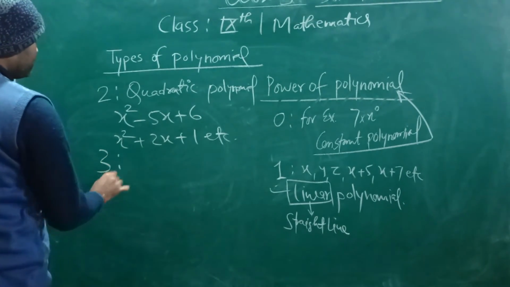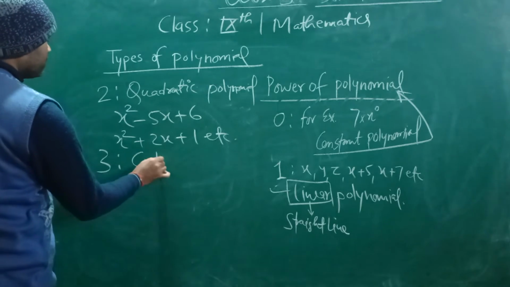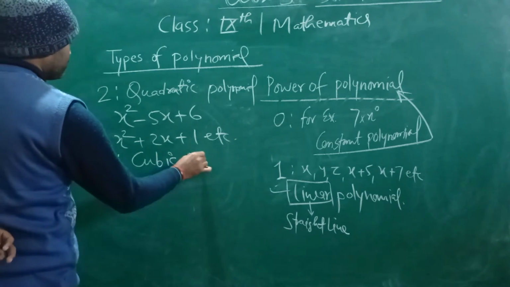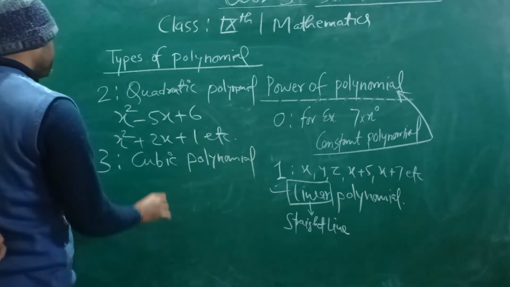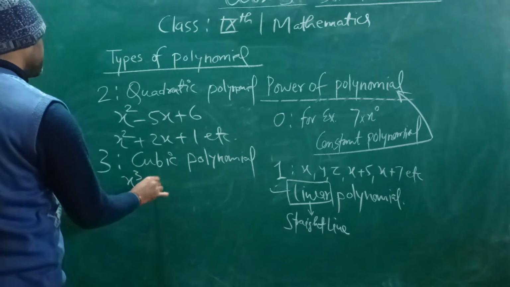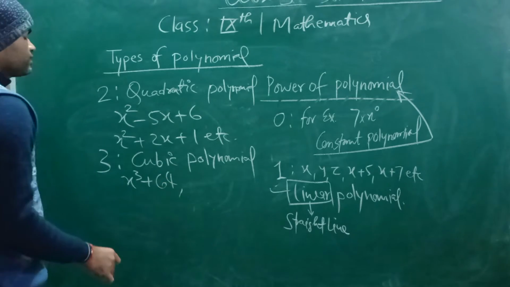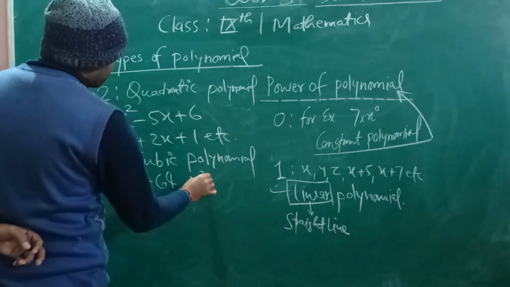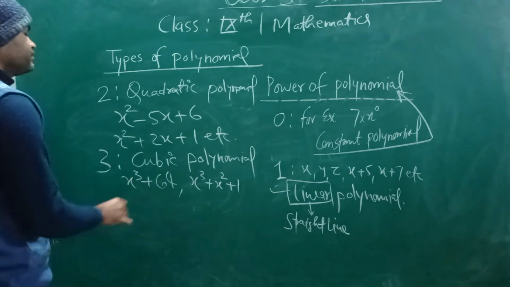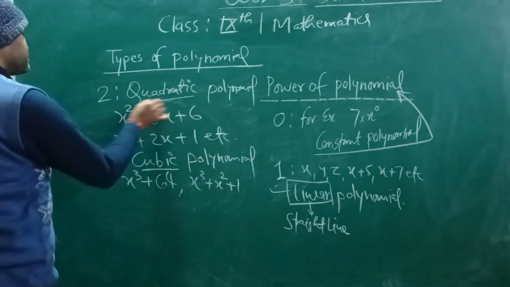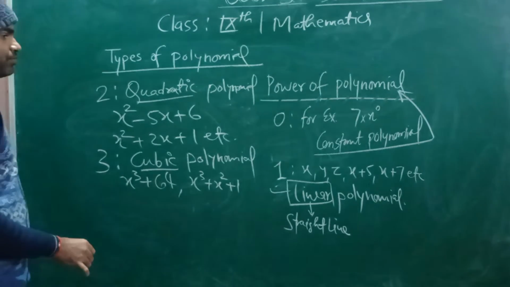When power is 3, the polynomial is called a cubic polynomial. Power 3 is called cube, hence cubic polynomial. For example, x cube plus 64, we have factorized them, and x cube plus x square plus 1. The highest power should be 3 for cubic polynomial, highest power should be 2 for quadratic polynomial.